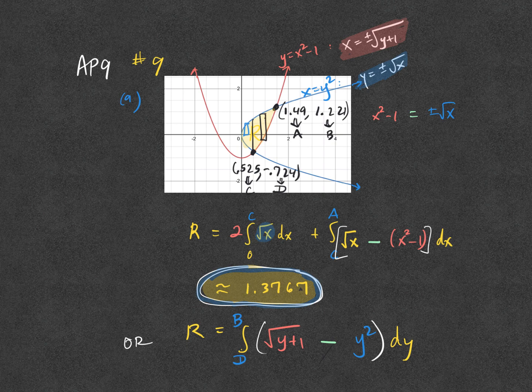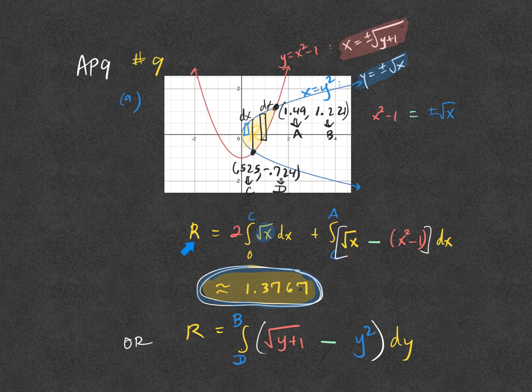So, when we draw these representative rectangles, we know that's going to be a dx problem. But we need to know where the graphs meet, so we can use our calculator and find out that this intersection point is around 0.5, negative 0.7, and this intersection point is about 1.49 and 1.221. Now, when I found these intersection points, I didn't round. I stored all 8 decimal places of accuracy in register C, and the y value I stored in D, and for this point I stored all the accuracies of the x value in A and the y value in B.